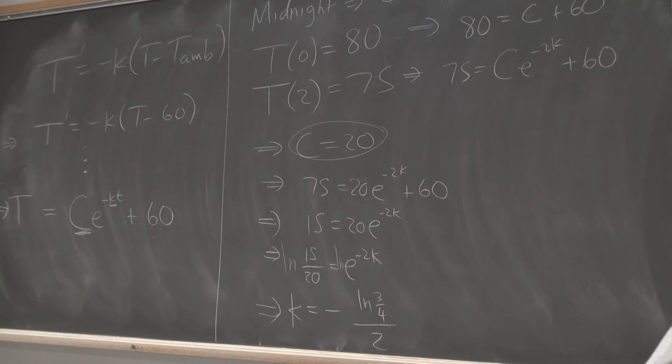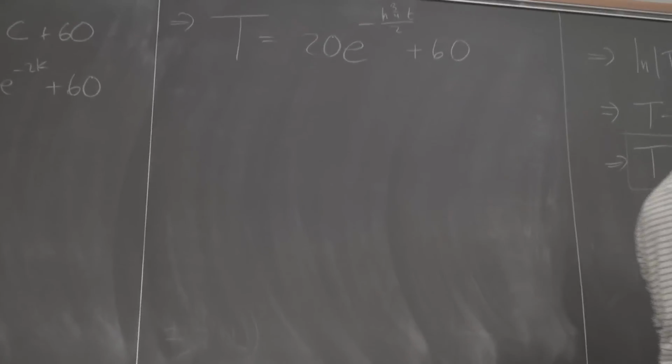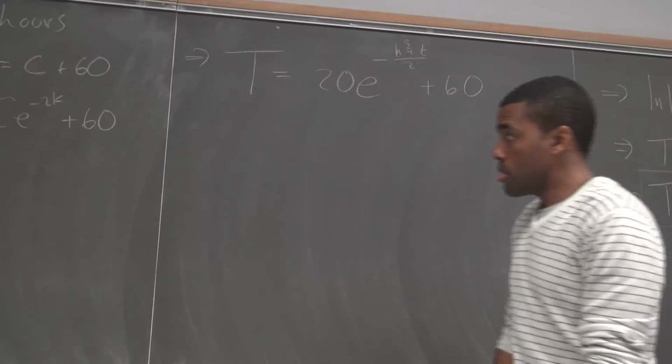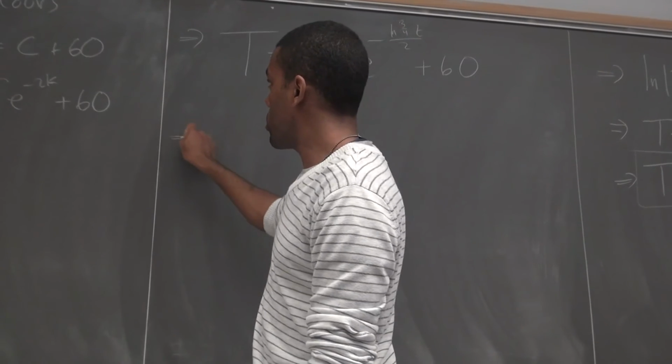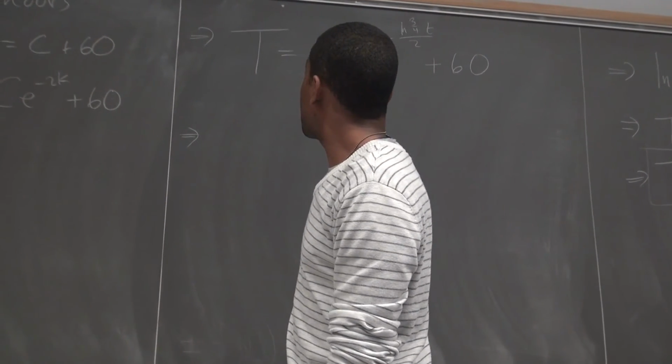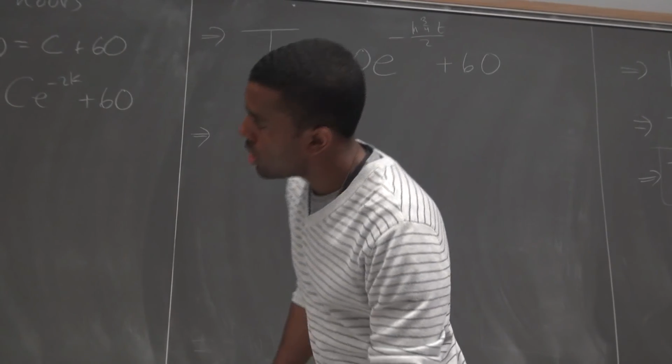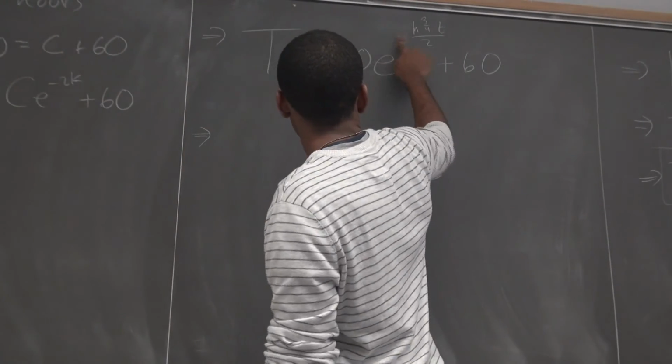Now if we set T to 98.6, this means T is equal to 20e to the minus ln 3/4 t over 2, plus 60. That will be the temperature change. Would it be positive since it's negative? No, because we're going backwards with the temperature. It was a minus k, yes. Oh, okay.